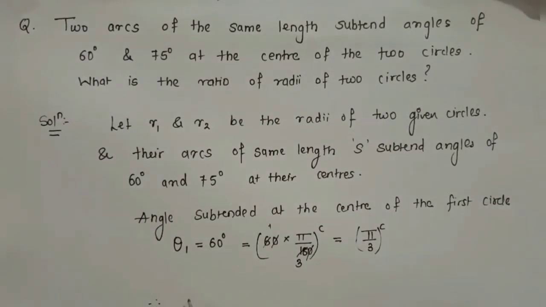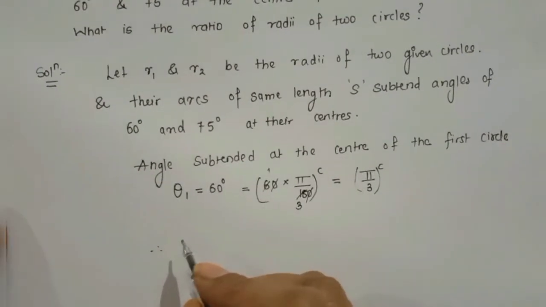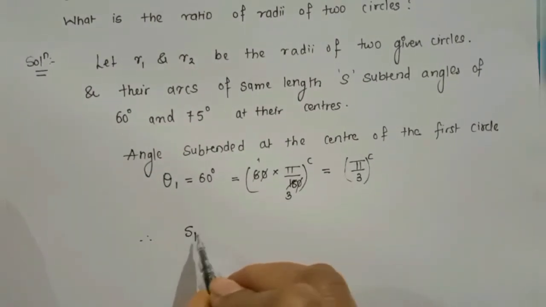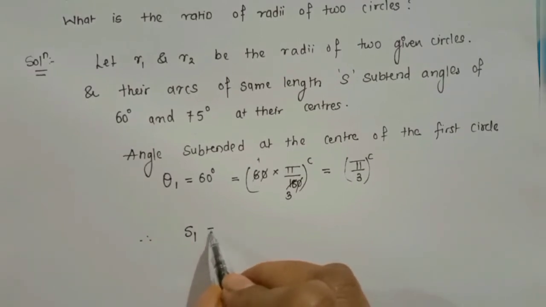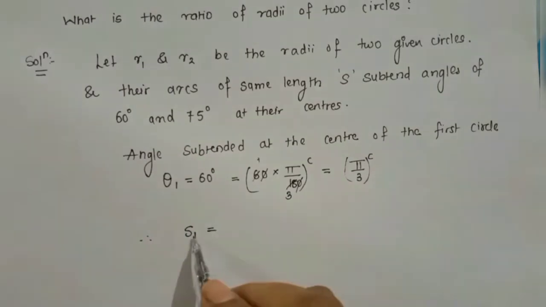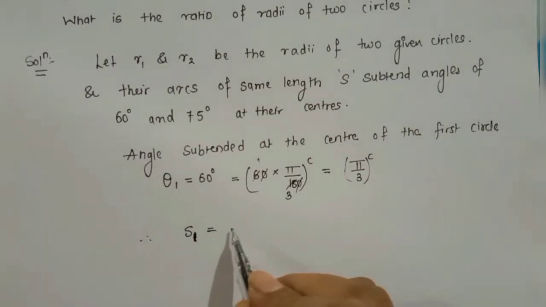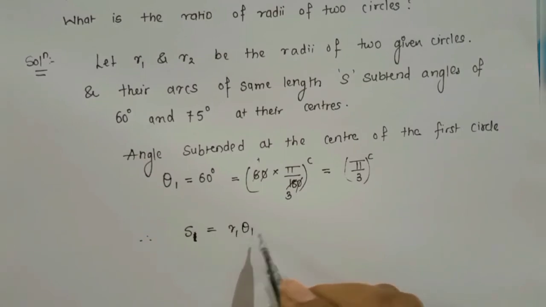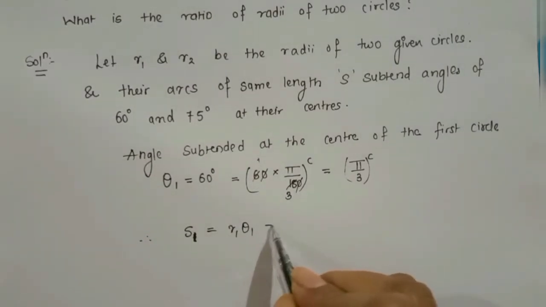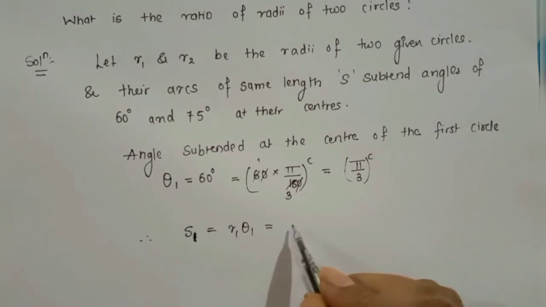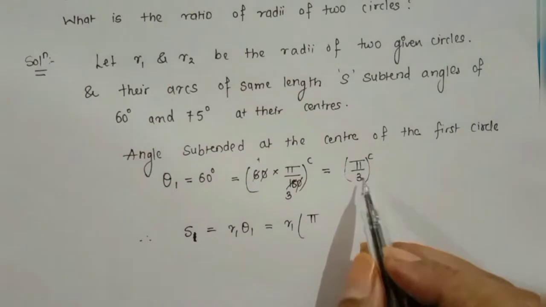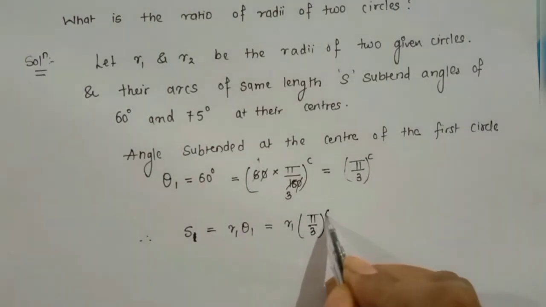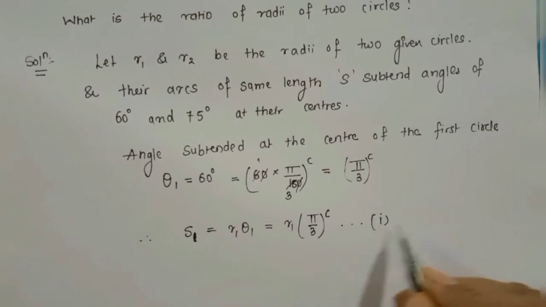So here you can see that S1, that is nothing but the length of the arc of the first circle, let's just name it as S only, is r1 theta 1. Let's substitute the value: r1 will be as it is, since we need to find this r1, whereas theta we already have as pi by 3. So we'll mark it as equation 1.